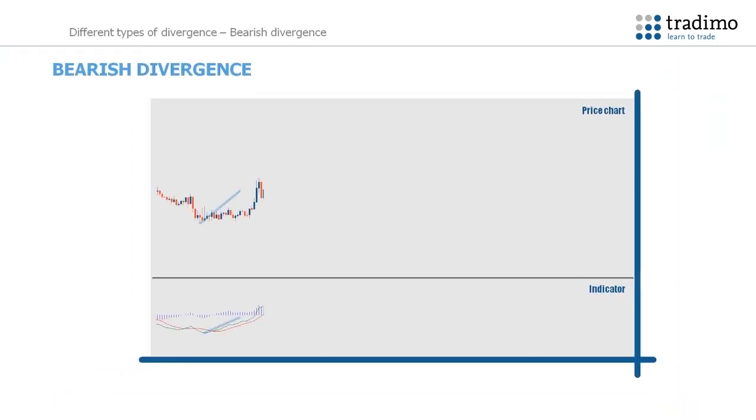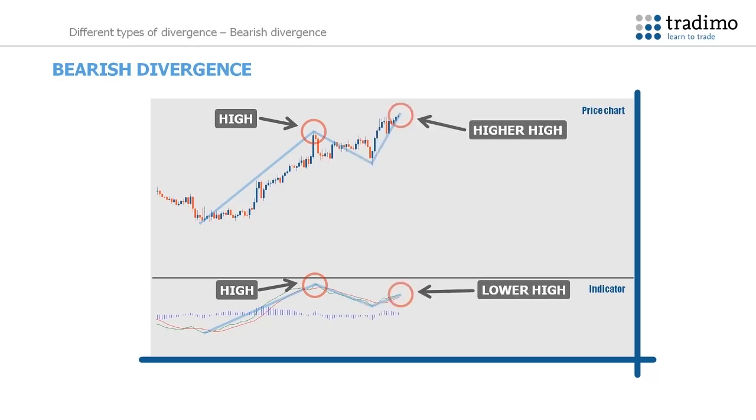We will now look at what bearish divergence looks like on a chart. You can see price makes a higher high, but the MACD indicator makes a lower high. This is an indication that we may see a move in the opposite direction.